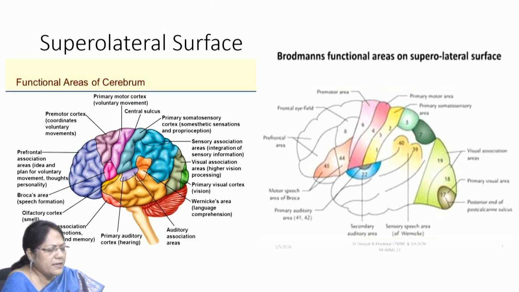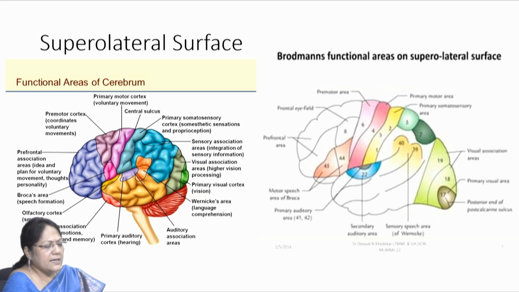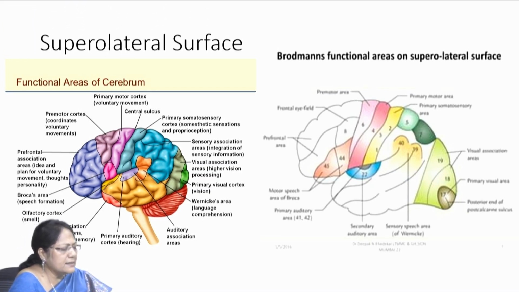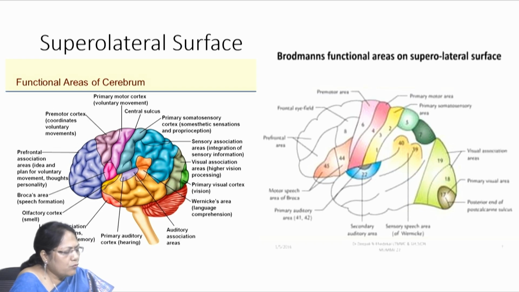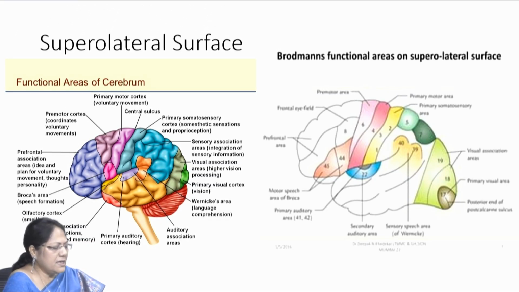In front of the motor area you can see the premotor area, and in front of the premotor area is the prefrontal cortex, lying just behind the frontal pole. This prefrontal cortex is very important because here lie the emotional centers and the prefrontal association areas. It is the center for ideas and planning of voluntary movement, thoughts and personality. So this area is working in all of us at present.